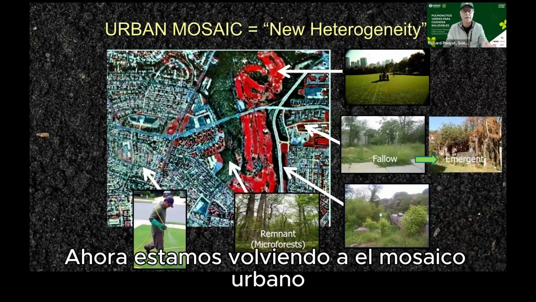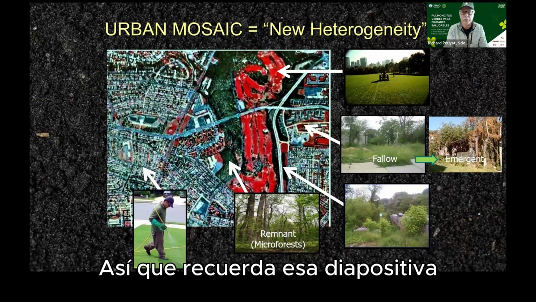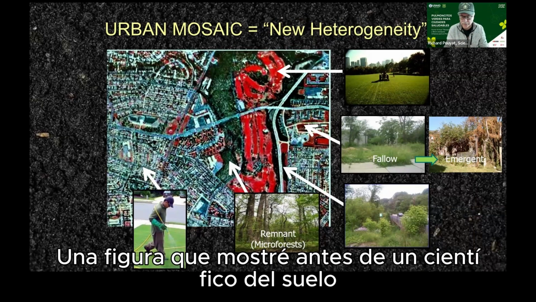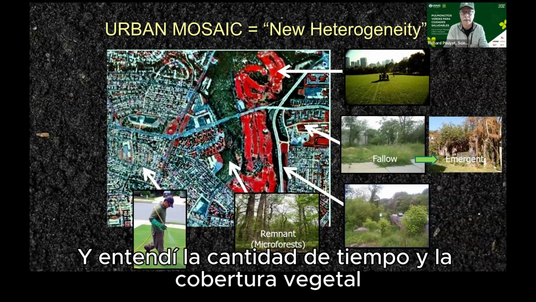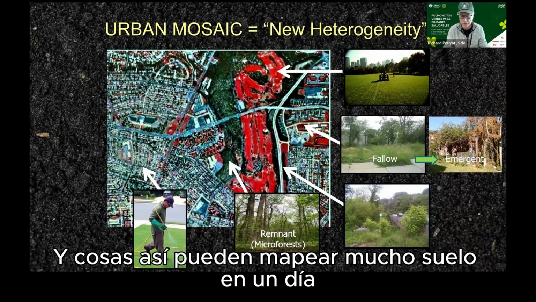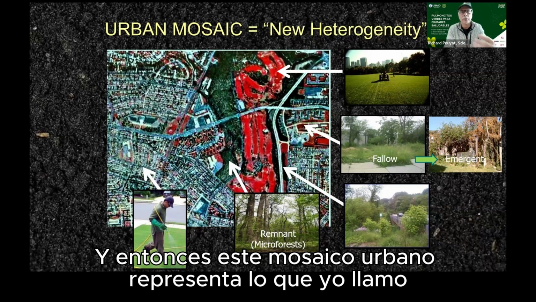Now we're getting back to the urban mosaic. And this is what I call the new heterogeneity. So remember that figure I showed earlier, if a soil scientist understood topography, understood parent material, and understood the amount of time and vegetation cover and things like that, they can map lots of soil in a day. Well, forget about that in an urban landscape. And so this urban mosaic represents what I call new heterogeneity.